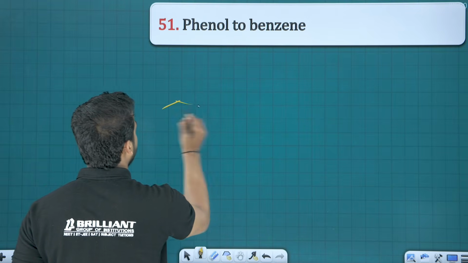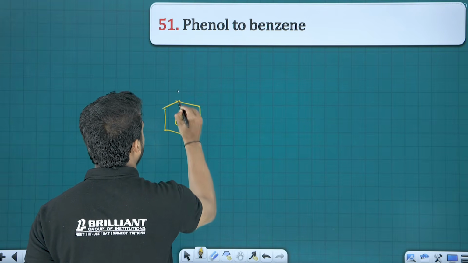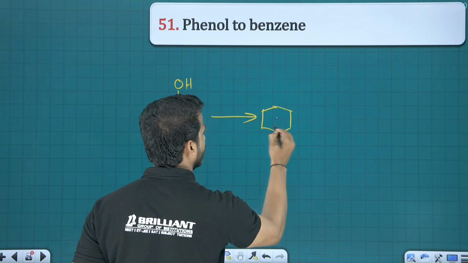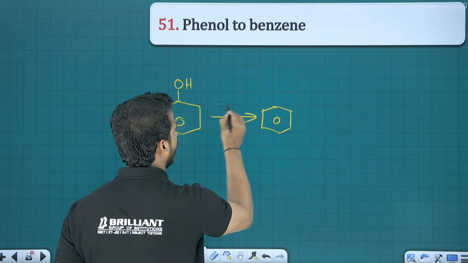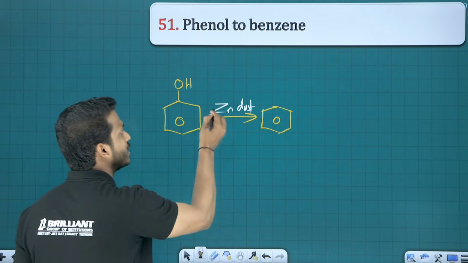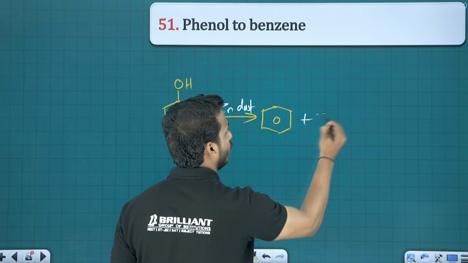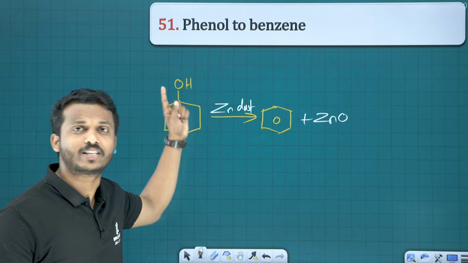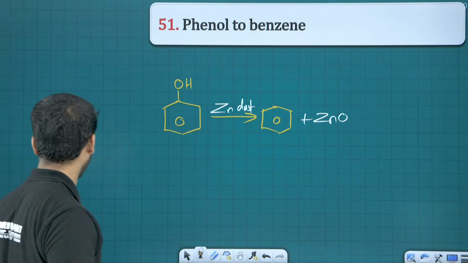Phenol to benzene, a simple reaction. How to convert phenol to benzene? From 11th grade you have been studying this one. Just treat it with zinc dust and heat. When you use zinc dust, the Zn takes this oxygen and goes as ZnO. It's a reducing agent. So phenol, when treated with zinc dust, gives benzene.